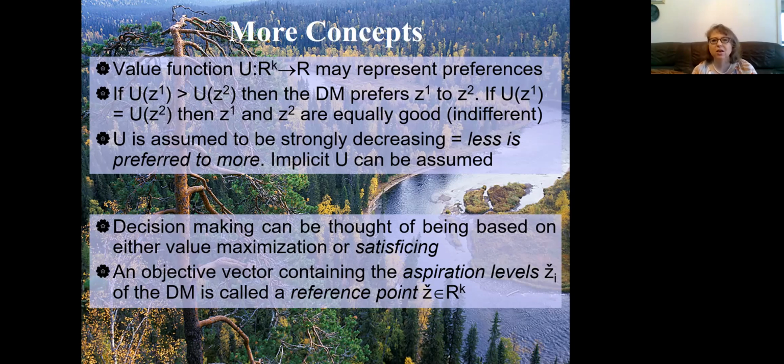So instead of just thinking of maximizing utility or maximizing the satisfaction with this function, we can think of satisfying the needs of the decision maker by providing different types of preference information, for example, a reference point that consists of desirable values for the objective functions that the decision maker provides. And then we try to satisfy these wishes as well as possible, instead of maximizing some overall utility or value.